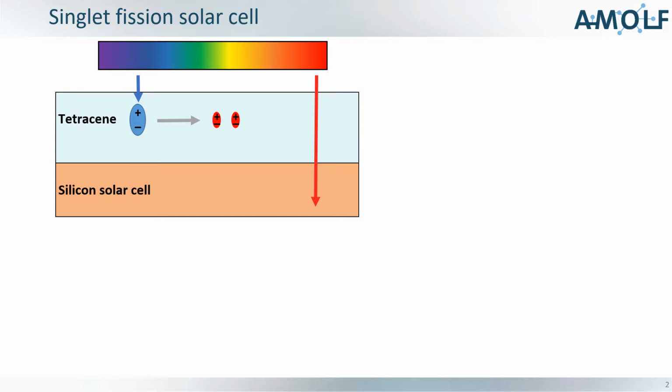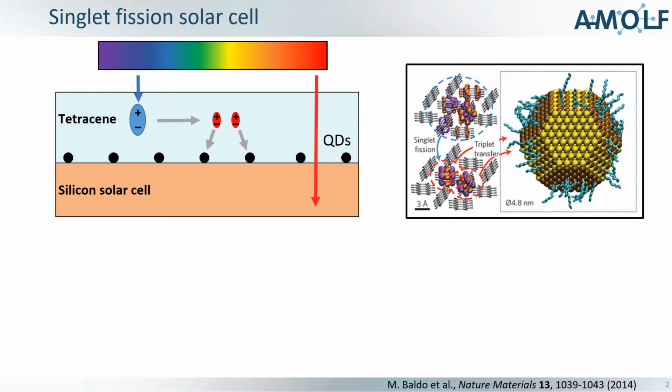However, it's not really possible to directly convert these triplet excitons into electron hole pairs in the silicon solar cell. That is the reason why previous work by Baldo et al. used quantum dots as intermediaries to make sure that the triplet energy can be converted into electron hole pairs in the silicon solar cell. This conversion can be by direct transfer of the energy in the quantum dot into the silicon solar cell, or by radiative transfer, where the quantum dot emits its energy, and the second one is the kind of transfer that we'll be focusing on in this work.